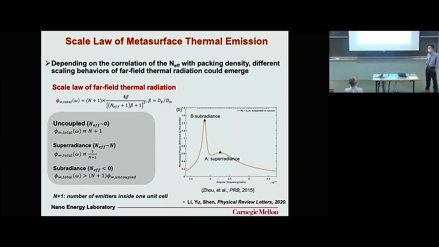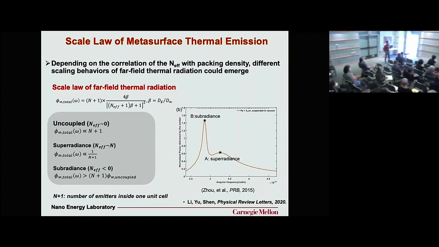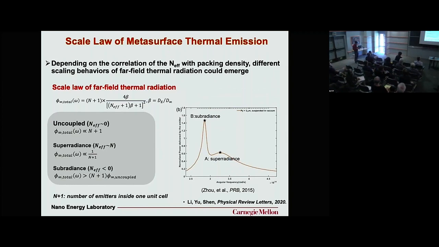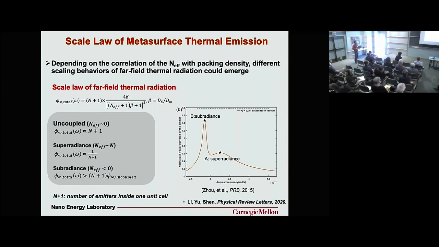Maybe I'll make a quick comment and then I'll ask a question. The point here is that superradiance enhances the radiation rate. But the thermal emission, as Professor Shen pointed out, depends on the matching of the radiation rate to the intrinsic loss rate. So enhancing the radiation rate may actually lead to a reduction of thermal radiation if you push it away from critical coupling.